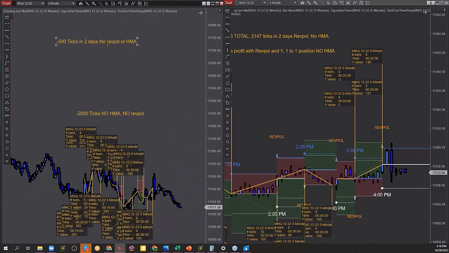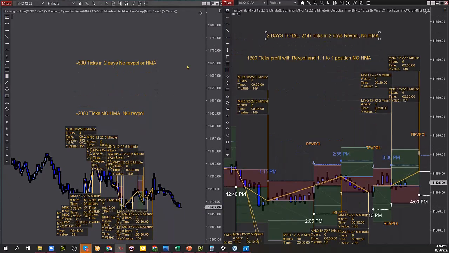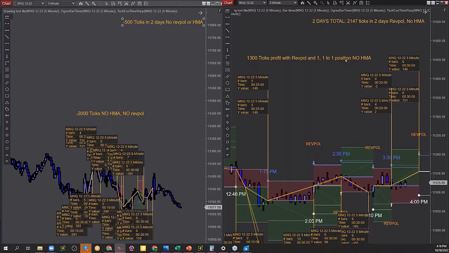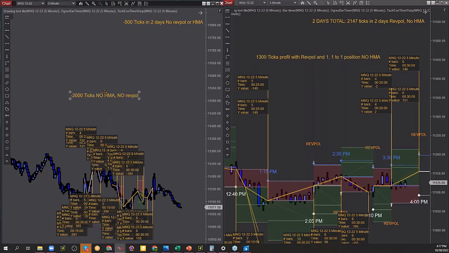So that's 2 days total. We'll put that up here in the right-hand corner. No HMA, 1,300 ticks for this day, for Wednesday. 2 positions, one runner and one 1-to-1 RVR, and I'll show you exactly what I mean by that a little bit later. No HMA, 1,300 ticks. No reverse polarity, same exact system, minus 2,000.